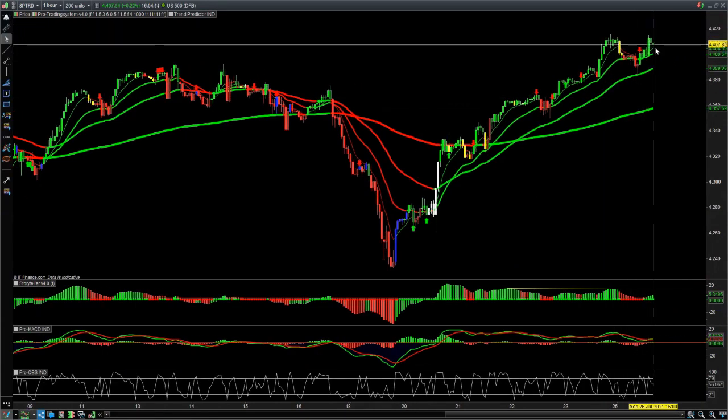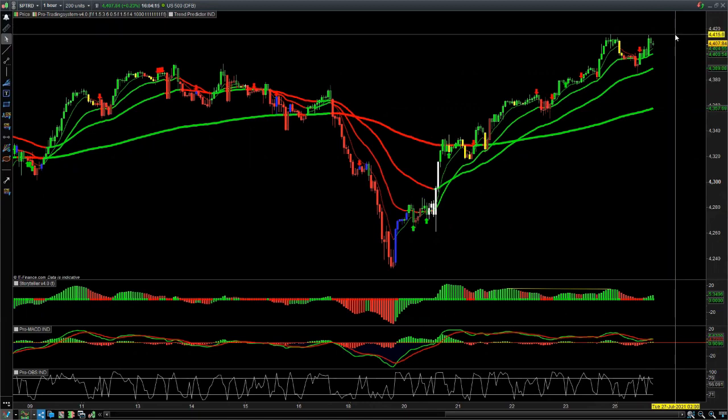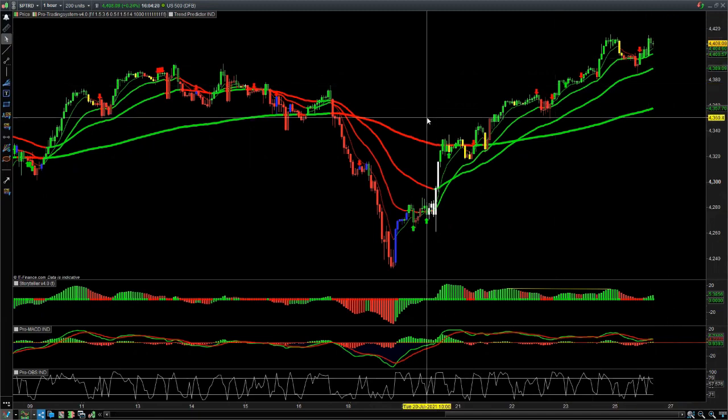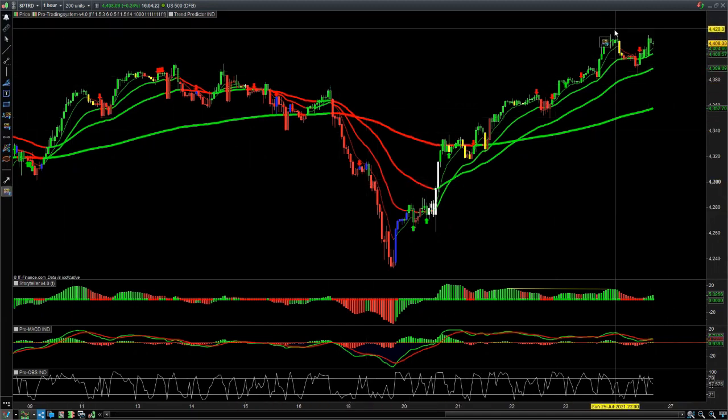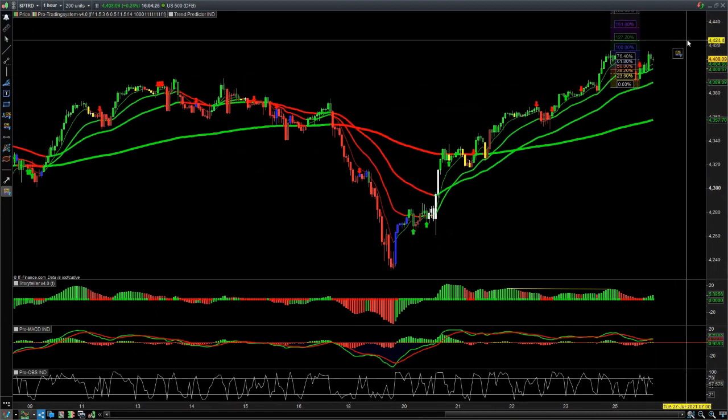What we really want to see is if we get a low and another push through this level, which is at around 4,415. If we break that, then we potentially could move higher. And the targets for this one are basically made on the fib extension. So we're looking at the 127.